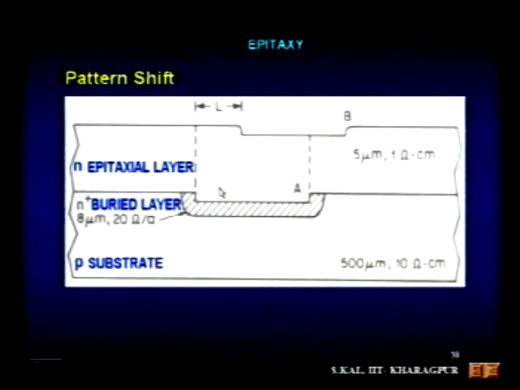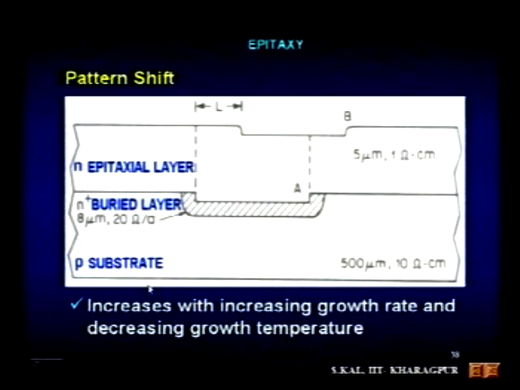So there, this edge is moving, and L is the pattern shift. Finally, this edge reaches here, and this edge reaches here. So from this to this, this is L, and that is known as pattern shift. And this pattern shift increases with increasing growth rate and decreasing growth temperature.